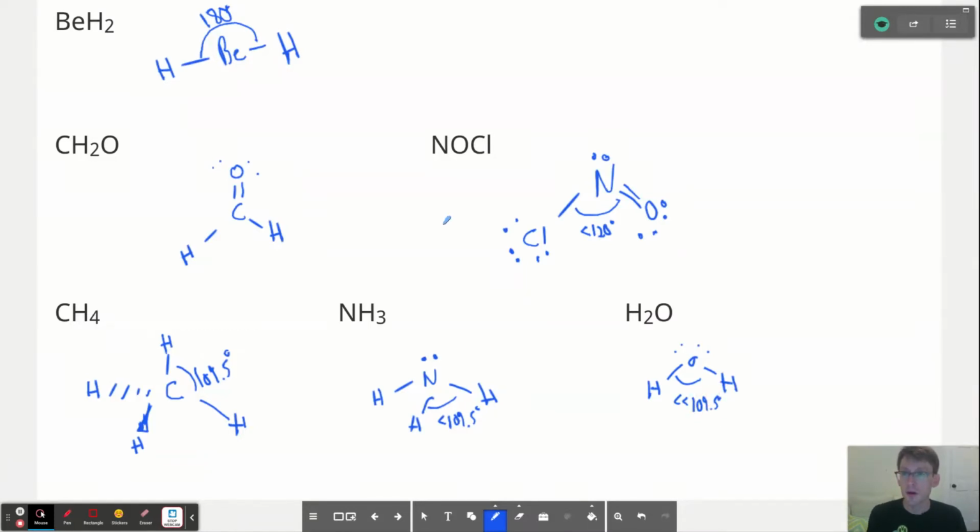So here we've got a case of 2 electron domains, we have 180 degrees. We have 3 electron domains, and this is going to be 120 degrees. If there's a lone pair, it's slightly less. If we have 4 electron domains, it's about 109.5 degrees. If you have lone pairs, that makes the angles a little bit smaller.